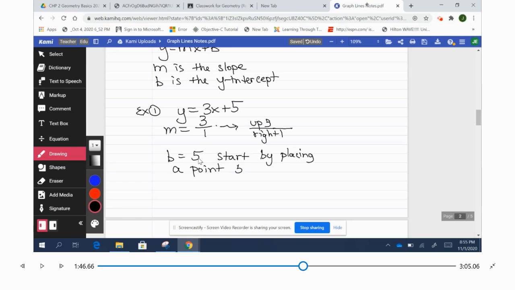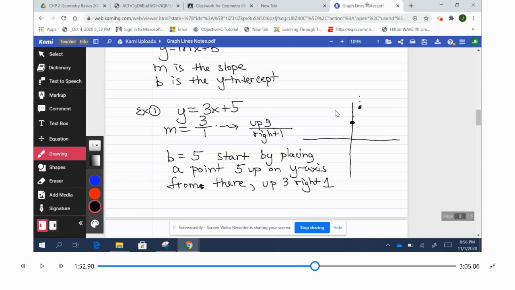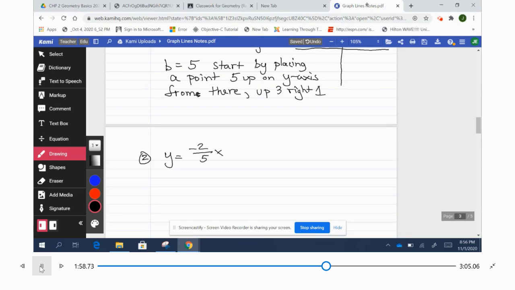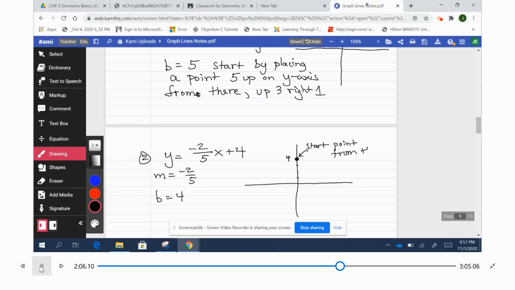So you start at 5 up on the y-axis. Why is that? Well, if you were to plug 0 in, that would go away. Y would equal 5. Pretend that 3x isn't there. Y would equal 5. So we're actually plotting the point (0, 5) as our first point. And then from there, we're going to move up 3, right 1, and then make a new point. I'm estimating, again, I don't have graph paper here, but say this is 5 on the y-axis. From there, I'm going up 3, right 1, up 3, right 1, to keep creating new points. We could also go down 3, left 1. Okay, another example. So we're going to start at 4 on the y-axis. From there, I go down 2, right 5.